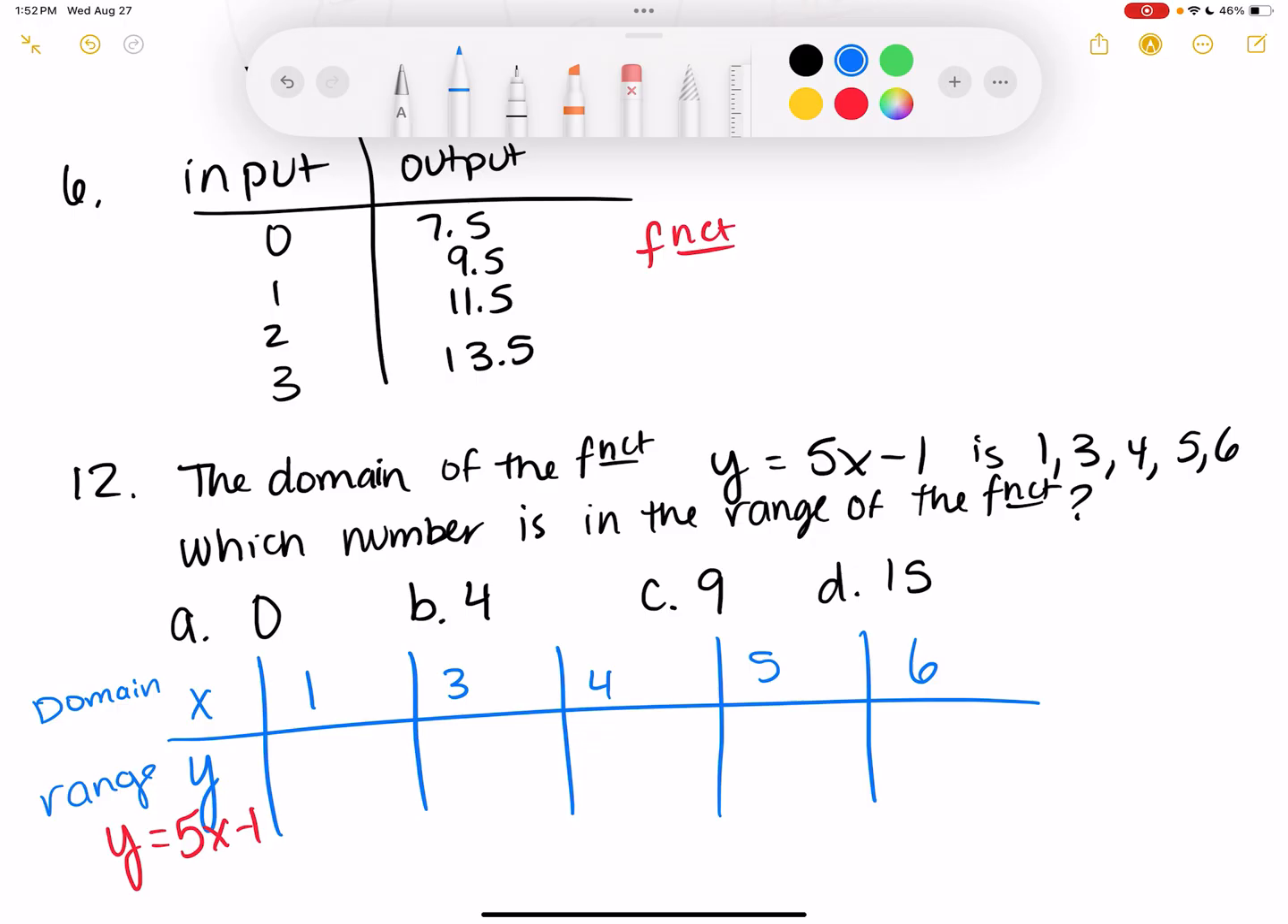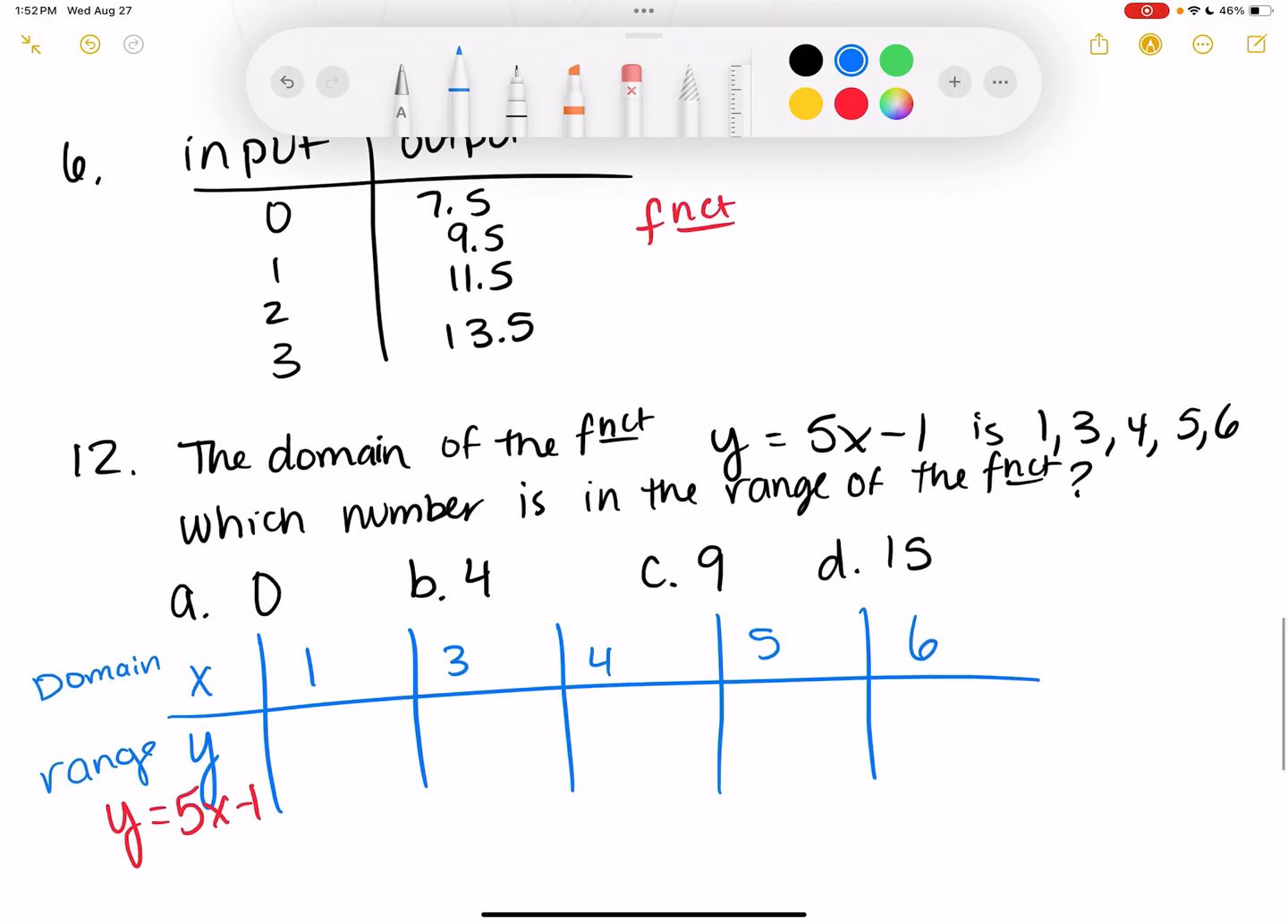And then I'm just going to plug in these numbers and then see which of these 0, 4, 9, and 15 are actually in the range. So 5 times 1 minus 1 would be what? 4. I'm going to work the whole table out, despite the fact that we can already see quickly that it's 4, just for practice. 5 times 3 minus 1 is? 14.